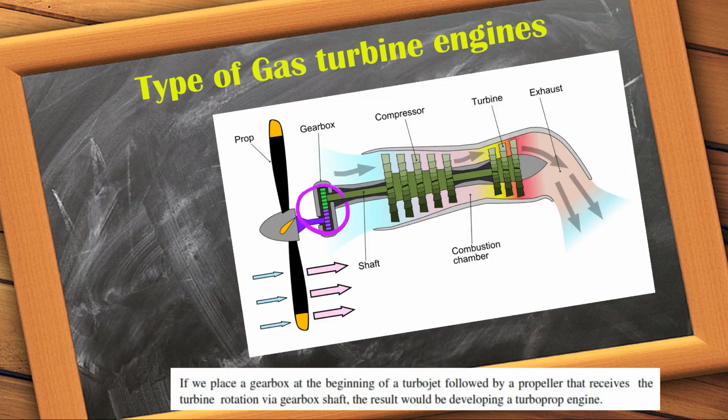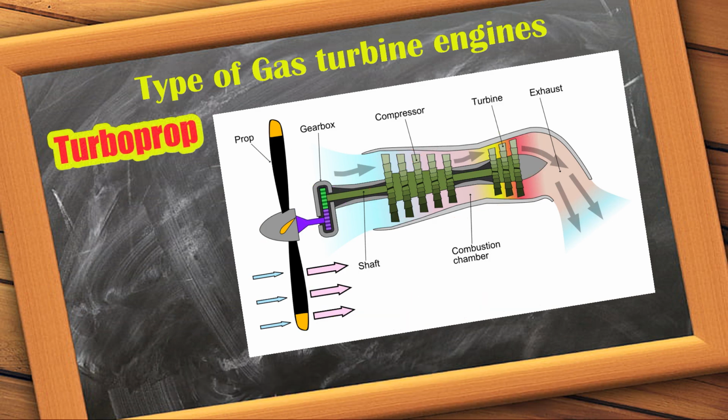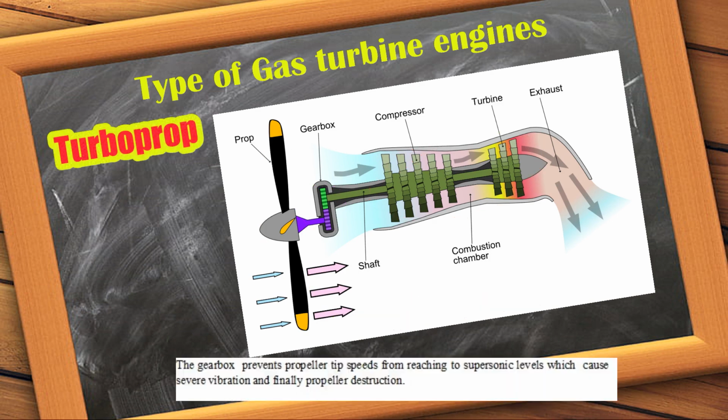If we place a gearbox at the beginning of a turbojet followed by a propeller that receives the turbine's rotation through the gearbox shaft, the result would be a turboprop engine. The gearbox prevents propeller tip speed from reaching supersonic levels, which cause severe vibration and finally propeller destruction.